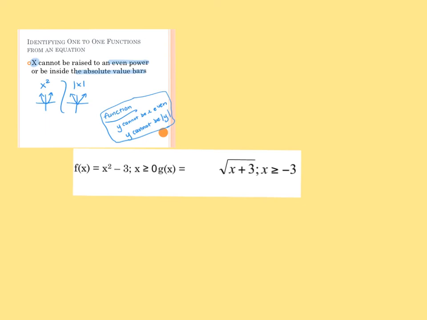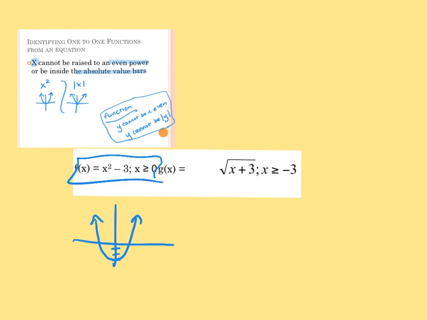Look at f of x, the first one, right? F of x says x squared minus 3. That's a parabola shifted down 3 places. This, as it is, fails my horizontal line test, right? This cannot have an inverse.